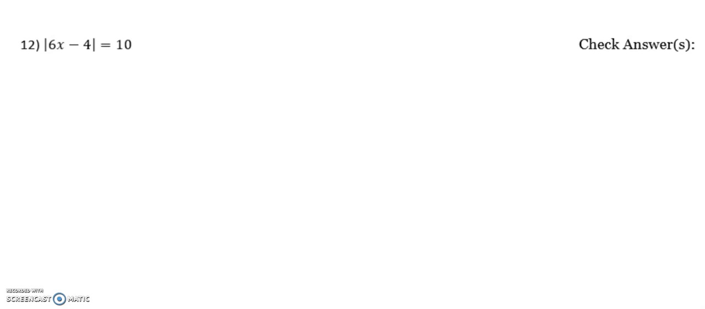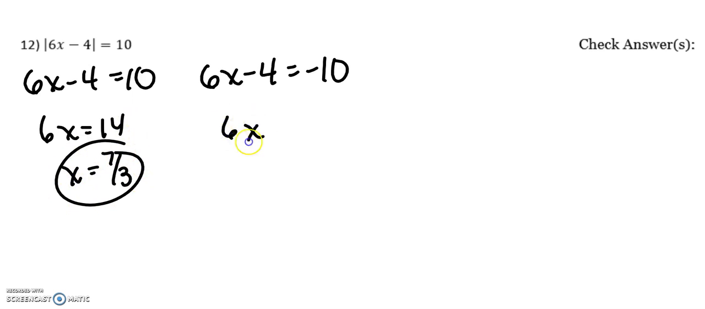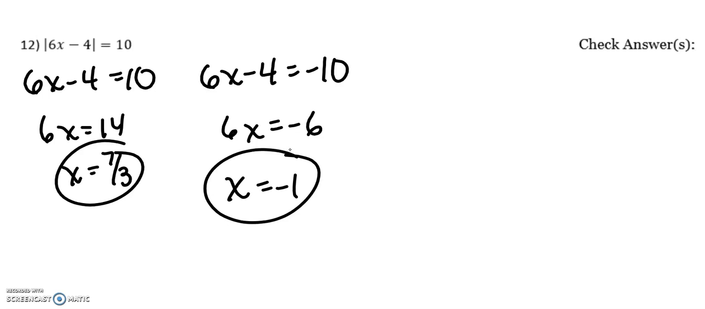All right, next one, absolute value. Absolute value, remember, is the distance between two things. So I could say that my distance was greater than 0, which would be the positive version, or I could say that my distance was less than 0, which would be the negative version. So solving this, I would say 6x equals 14, x is equal to 7/3, or 6x equals -6, x is equal to -1. Now, checking those answers, if you plug them back in, our domain of absolute value is all real numbers, and the fact that we have a constant on the other side of it means that both of these numbers will, in fact, work to make this a true statement.